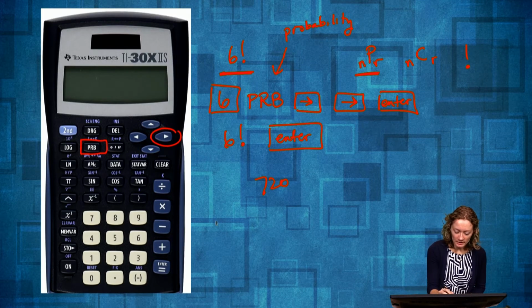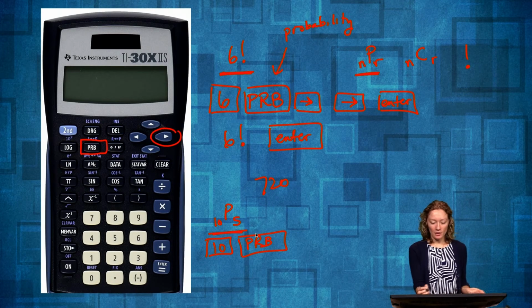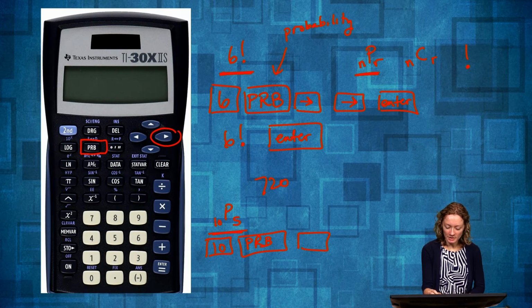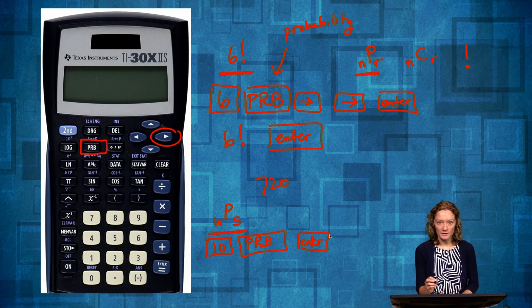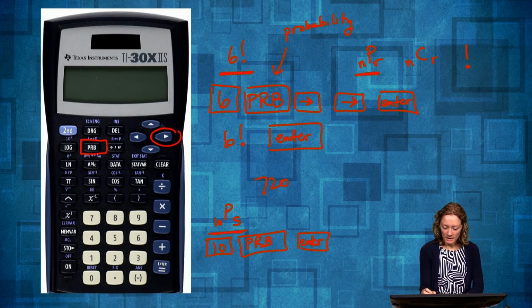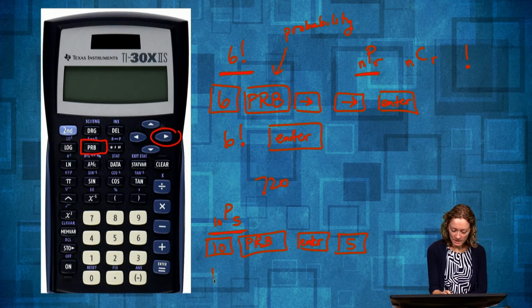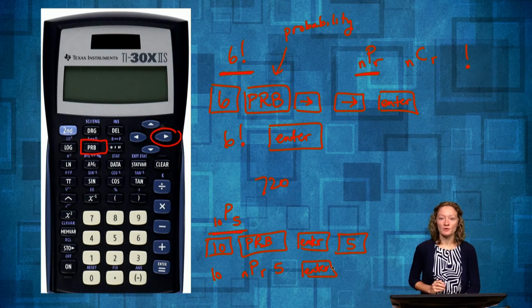I can list it underneath. Let's say you wanted to do 10P5, you'll type 10. I guess this is a button too, probability, PRB. If we're doing nPr, it's already going to be on that option, so you'll hit enter. If you wanted nCr, then you would just scroll over one time. And then you'll hit your second number, which is 5. You will see 10 nPr 5. You hit enter, and it'll give you your answer.